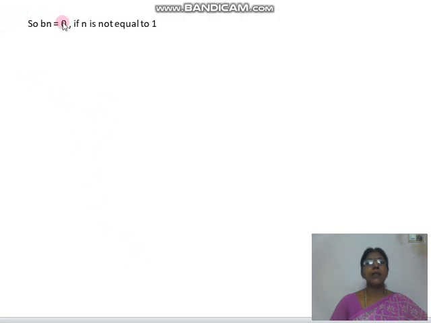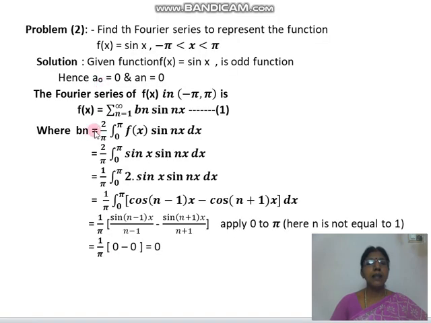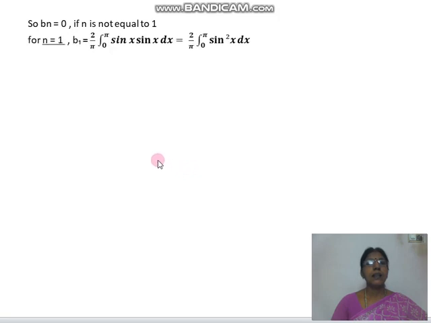Now bn is equal to 0 if n is not equal to 1. For n is equal to 1, b1. What is bn? 2 by pi integral 0 to pi sin x sin nx, bn అనమాట. b1 అయితే ఇక్కడ n ప్లేస్‌లో 1 పెట్టామనుకోండి. Here also in sin nx, ఇక్కడ కూడా 1 పెడతాం అంతే. b1 is equal to 2 by pi integral 0 to pi sin x into sin 1x dx.